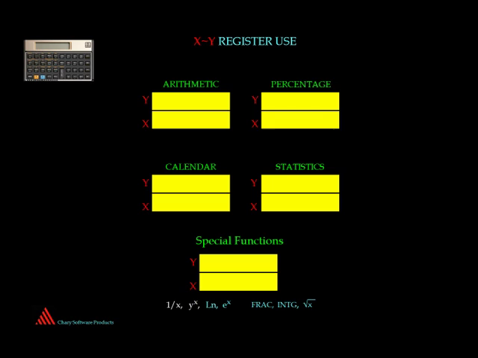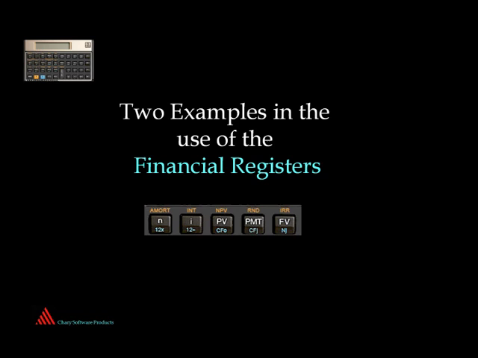Now, just in summary, the arithmetic functions, the percentage functions, the calendar functions, the statistical and the special functions, they all work with the XY registers. The financial registers don't. The only thing the financial registers use is the X register to display the results. Okay? So, two examples of the financial registers.